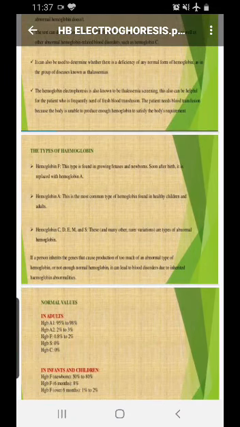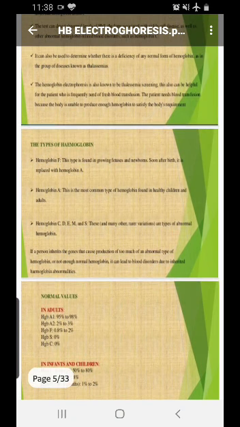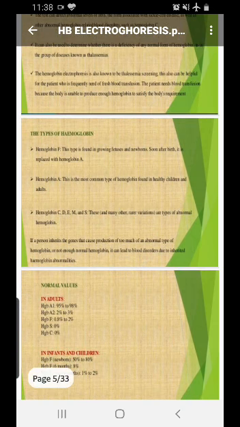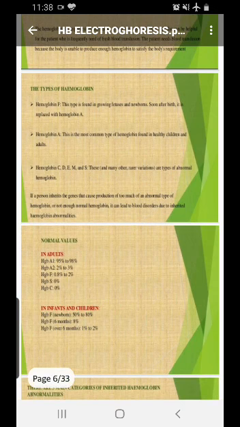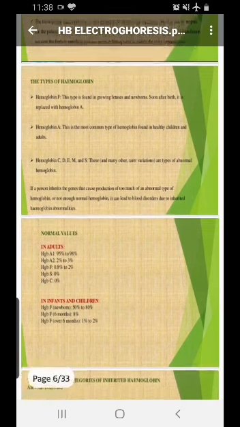hemoglobin F is the one which is present when the baby is newborn, or during the pregnancy. Hemoglobin F is the main thing which is seen. Then as the child grows, the hemoglobin F gets converted into hemoglobin A. Now the variants, as I've discussed, C, D, E, M, S, any of these variants can happen, and this is all because of the mutation of one or more genes in the chain of the hemoglobin.